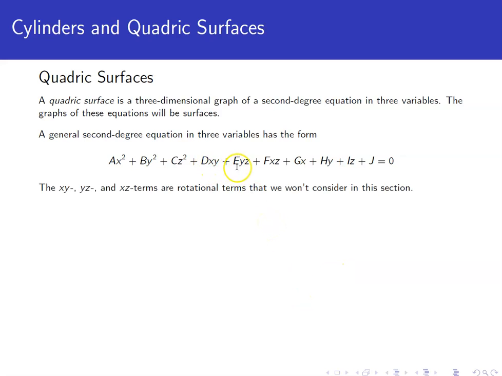Generally speaking, these xy, yz, and xz are rotation terms. They spin things off the axes, if you will. And we won't be dealing with those. So the problems that we come across will not have xy, yz, or xz terms in them. And generally speaking, also, the linear terms are translational terms, meaning these are going to shift things left, right, up, down, front, back.